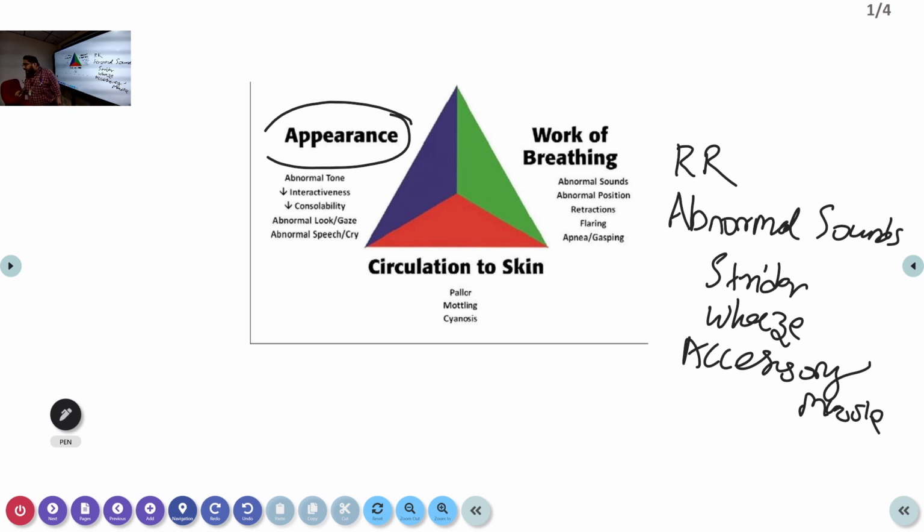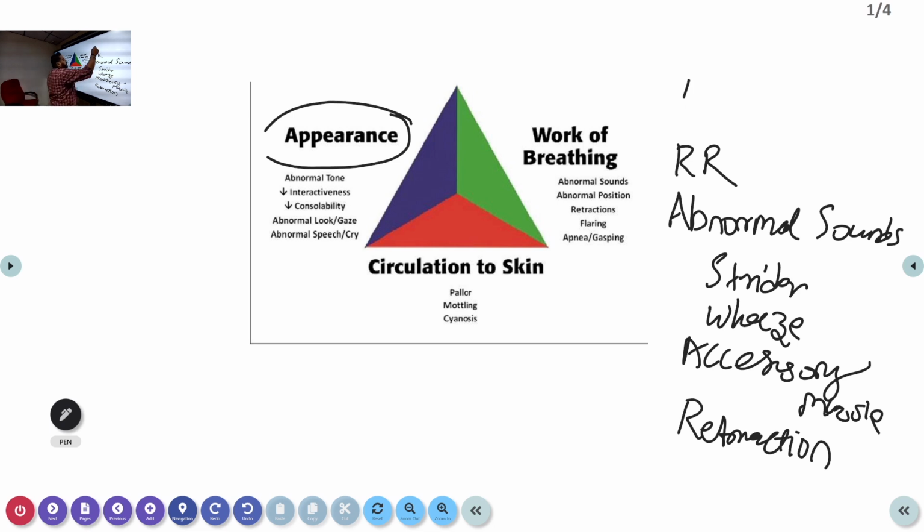When you see a sick child or when the child is having pneumonia, what will happen? Between the intercostal spaces, the muscle will be retracting inside. That is called intercostal retraction, which is again one of the important things that you need to look for when the child is having some breathing problems. So retractions, and another thing is nasal flaring. When the child is breathing, the nose will get enlarged and it will become red. That is called nasal flaring.